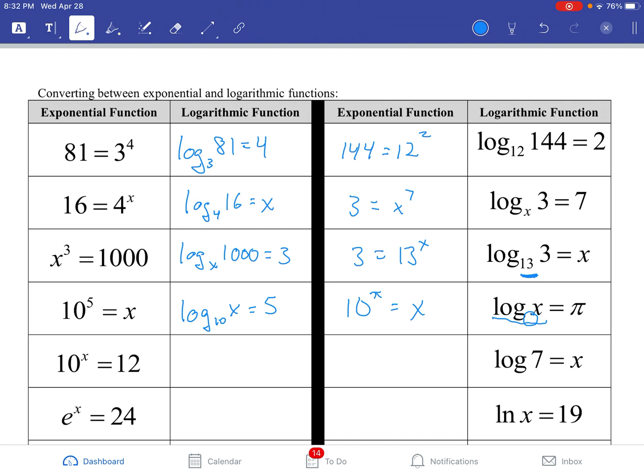So the one before this, log base 10 of x equals 5, we didn't have to necessarily write the 10. You can, it's not wrong, but you don't have to write it. Next one we could write as log of 12 equals x. Notice we didn't write the base of 10. We didn't need to because it's automatically assumed that it is. Here we have 10 to the x equals 7.